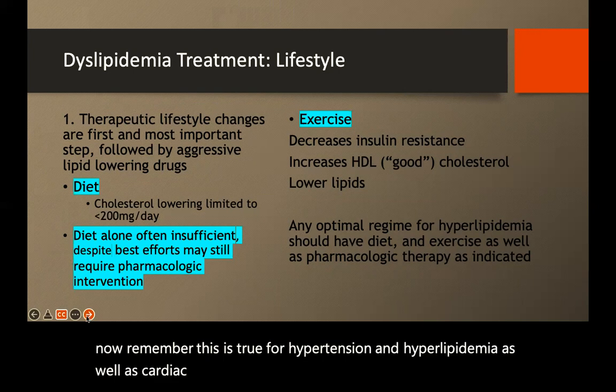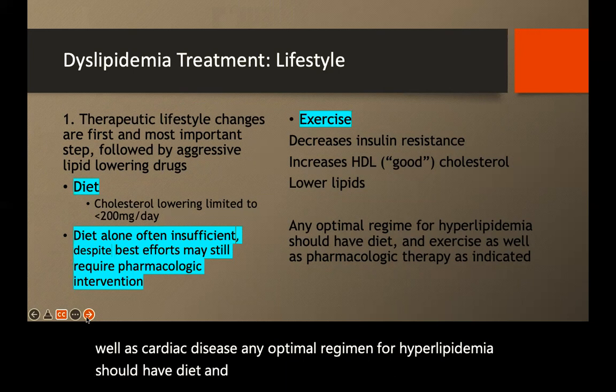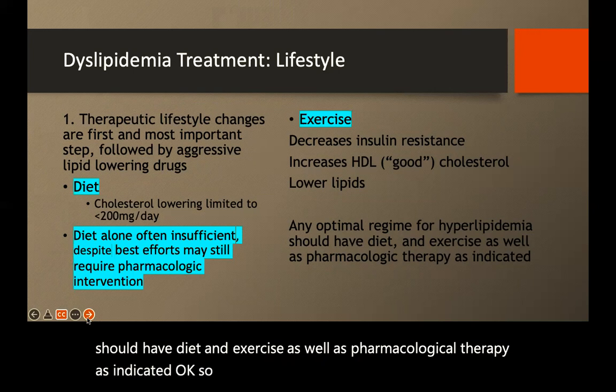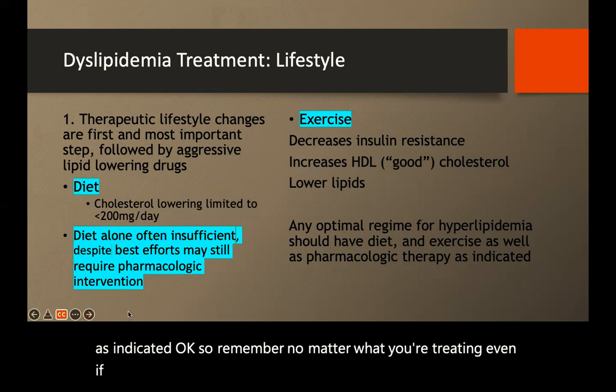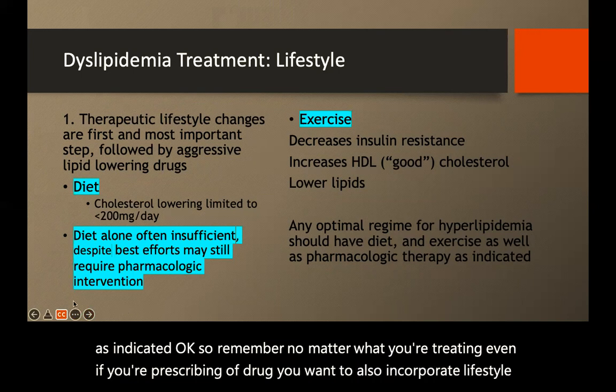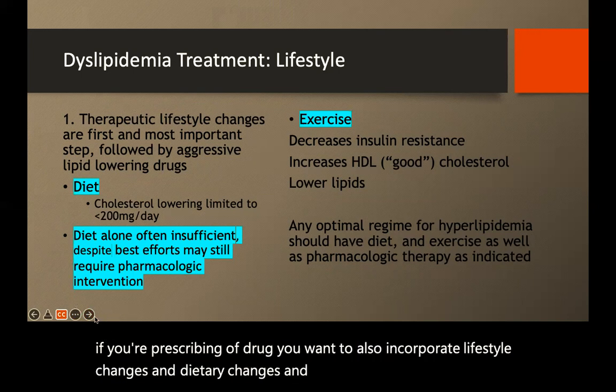Any optimal regimen for hyperlipidemia should have diet and exercise as well as pharmacological therapy as indicated. Okay, so remember, no matter what you're treating, even if you're prescribing a drug, you want to also incorporate lifestyle changes and dietary changes and exercise into this patient's lifestyle.